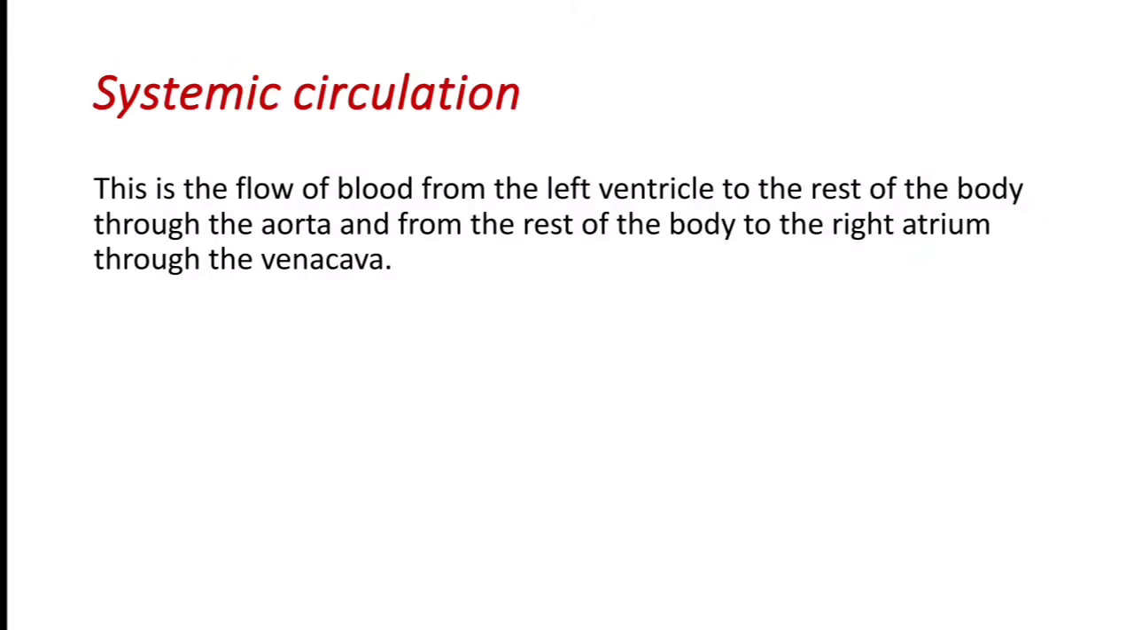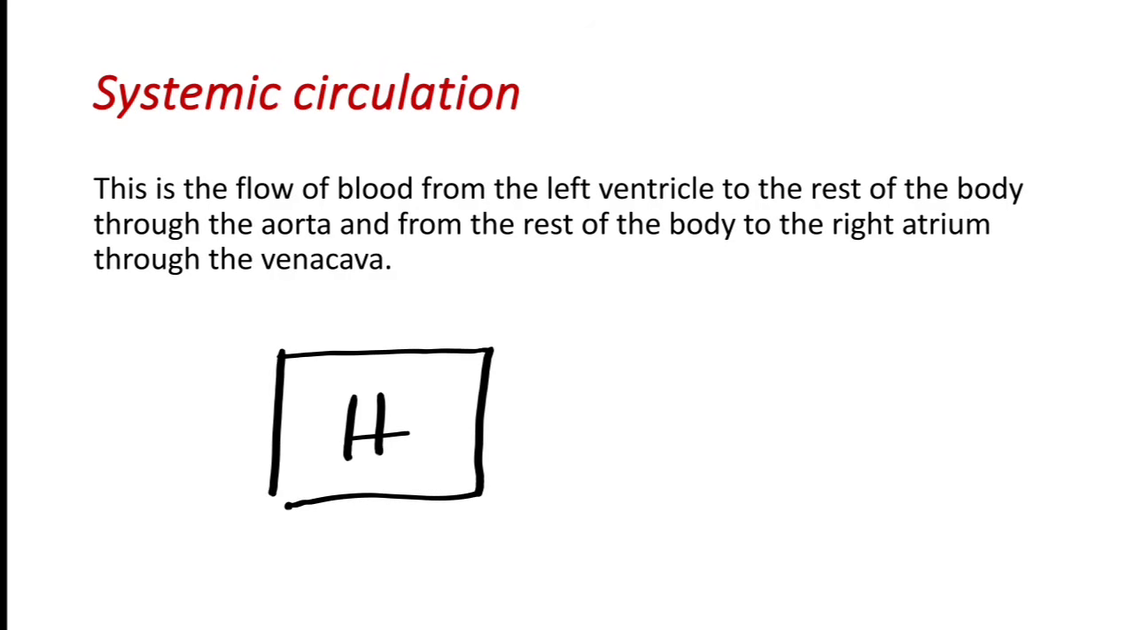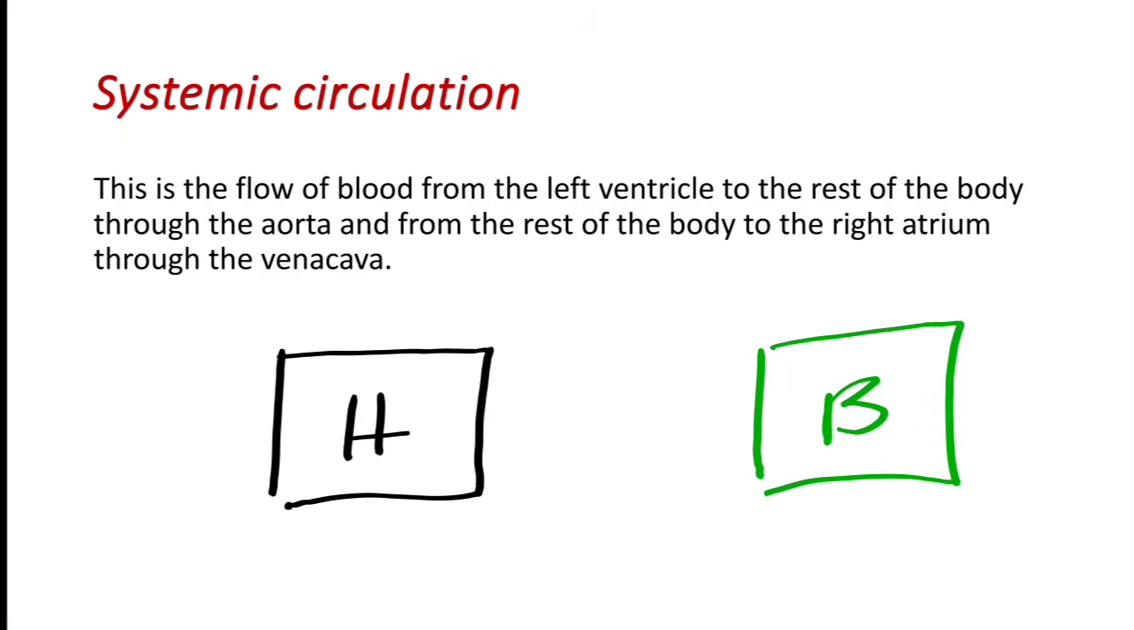Systemic circulation, which is also part of double circulation. Let's define it. This is the flow of blood from the left ventricle to the rest of the body through the aorta, and from the rest of the body to the right atrium through the vena cava. That's systemic circulation. Again, let me use diagrams to explain. So we have our heart here, and then we've got the body here. So we've got our heart there and we've got the body.